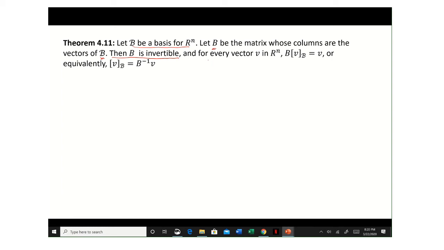In addition to that, for every vector v in R^n, B times the coordinates in B equals v, or equivalently, writing it the other way. Those are the relations that we've just been playing with, that we figured out earlier. So this is the theorem that tells me how to change coordinates in one basis to coordinates in another basis.